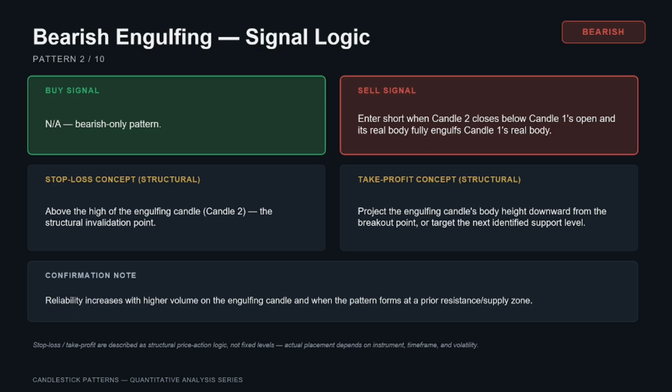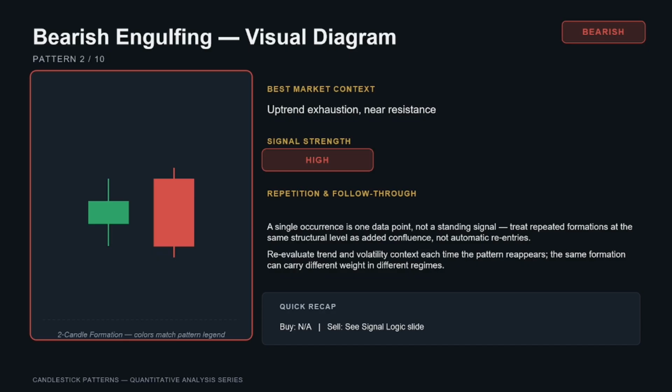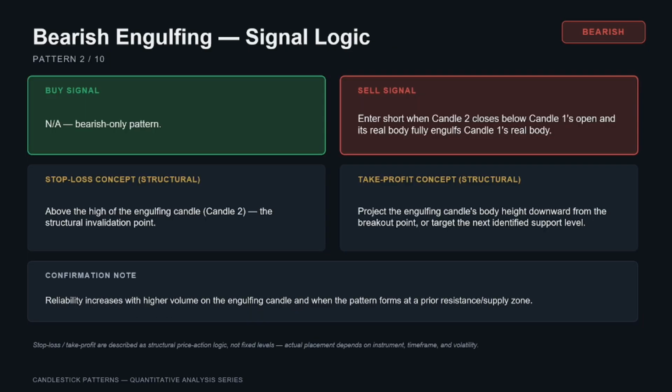Signal logic: enter short when candle 2 closes below candle 1's open and its real body fully engulfs candle 1's real body. Stop loss concept: above the high of the engulfing candle, the structural invalidation point. Take profit concept: project the engulfing candle's body height downward from the breakout point or target the next identified support level. Confirmation note: reliability increases with higher volume at prior resistance zones.